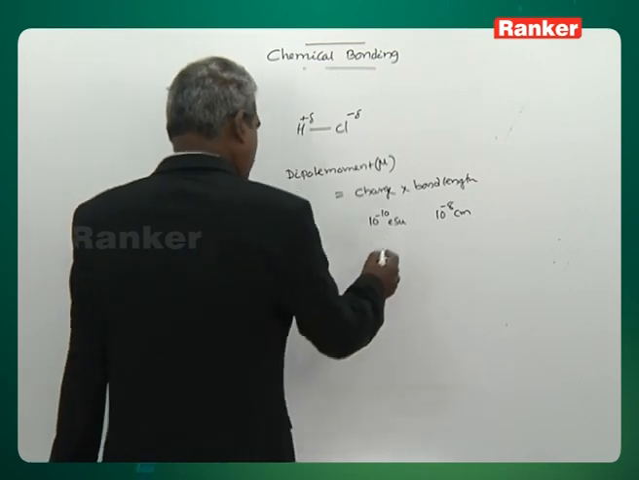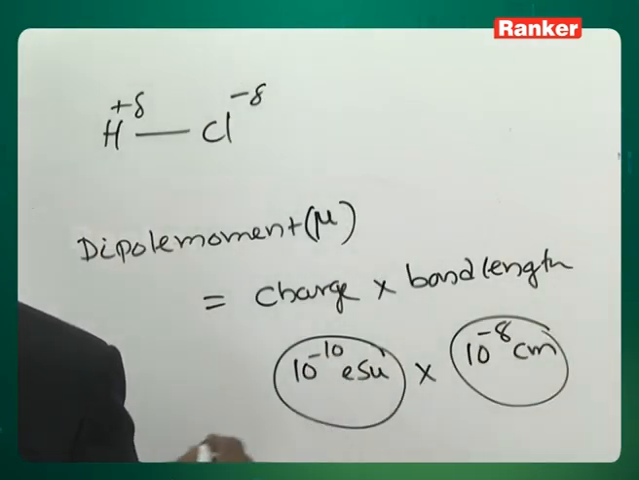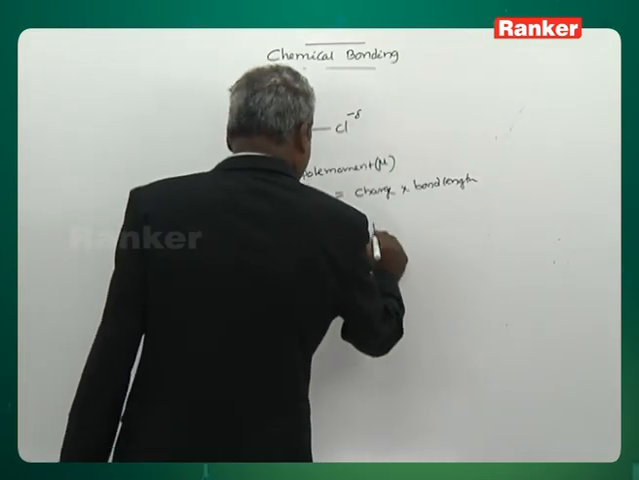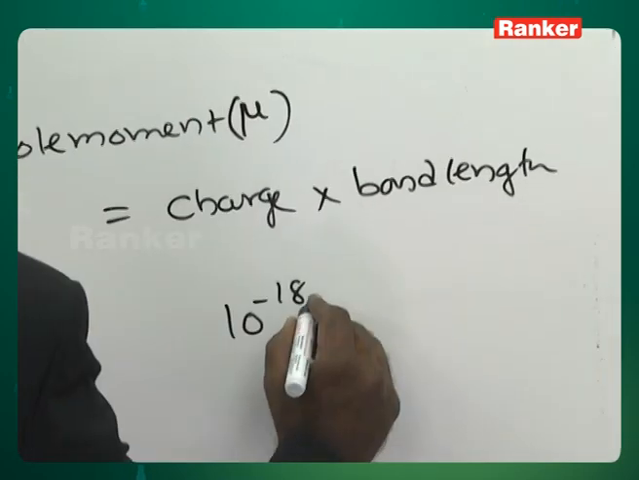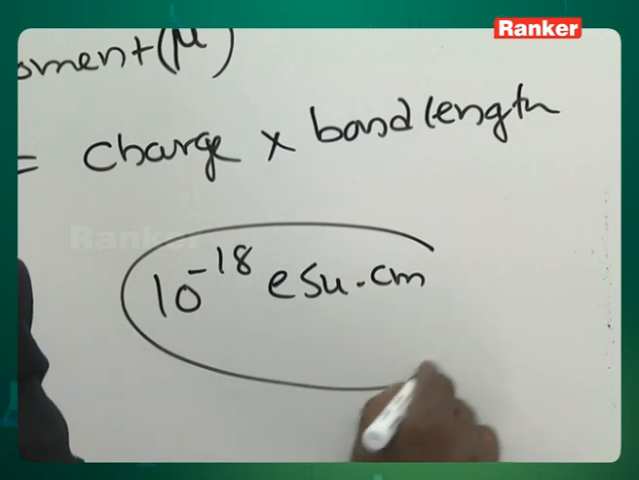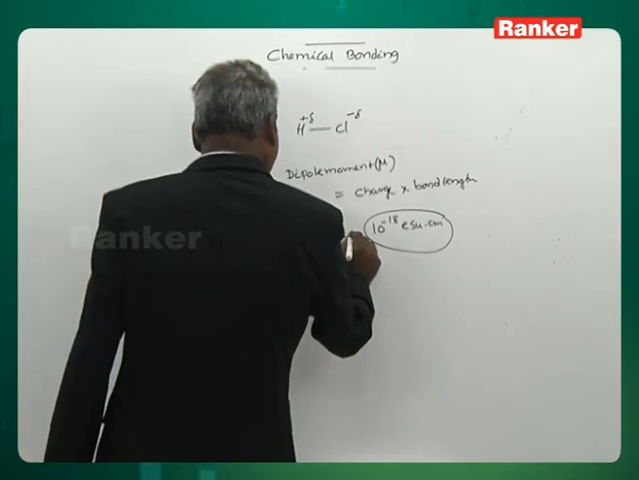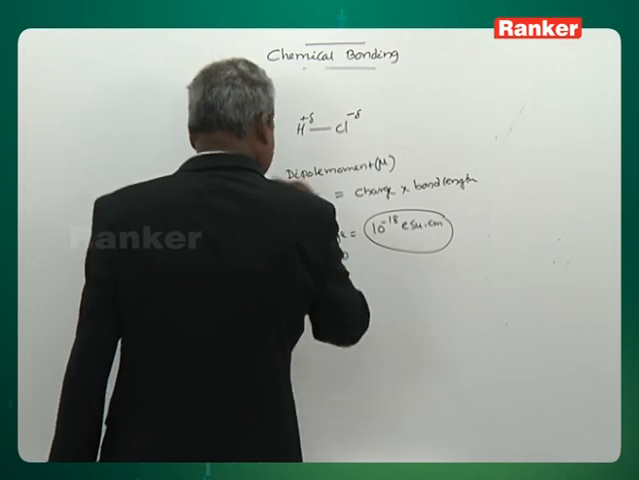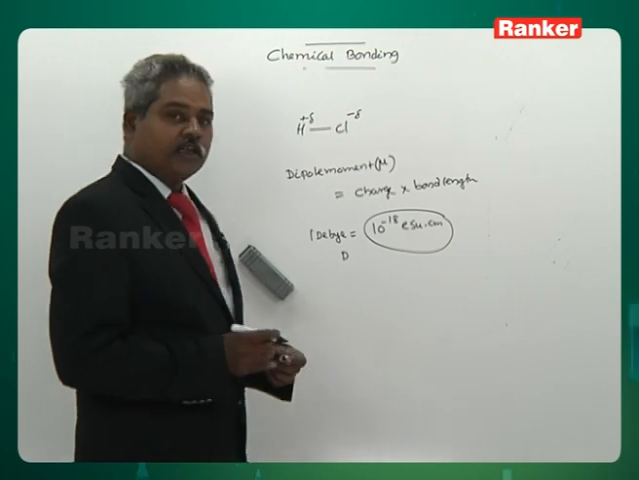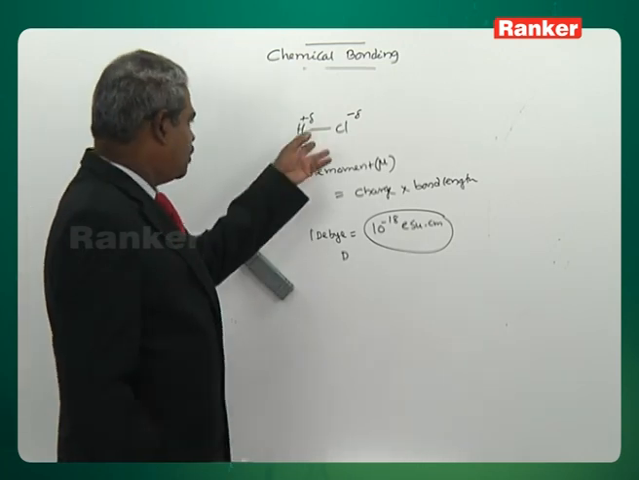So, since charge is of the order of 10 power minus 10 and the distance is 10 power minus 10, multiplied you get 10 power minus 18 electrostatic unit centimeters, and this is called 1 D, the symbol being D. So, what is dipole moment? It is the charge acquired by any one of the atoms, be it positive charge or negative charge.